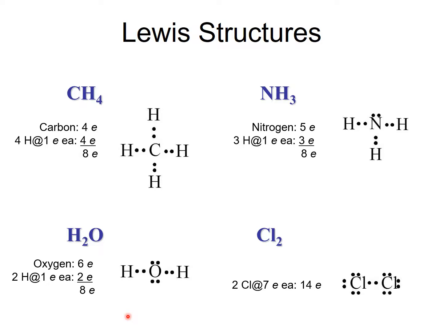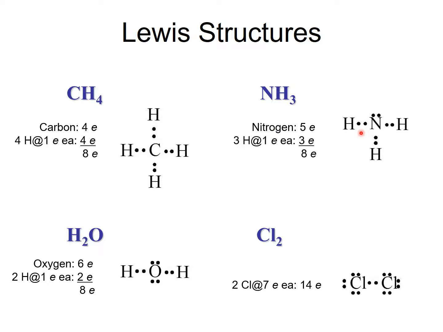In our chlorine, chlorine is in group 7, so 7 electrons each. There are 2 chlorine atoms, so 2 times 7 gives you 14 total electrons. So that would be the number of valence electrons that you're expecting to get. Now, why are these the correct lowest dot structures? We already said this one has 8 electrons, so it matches.